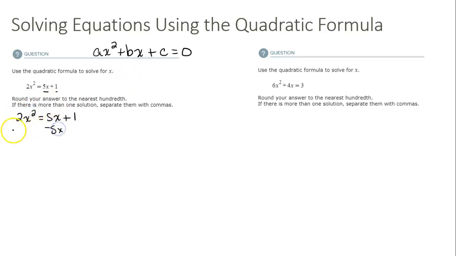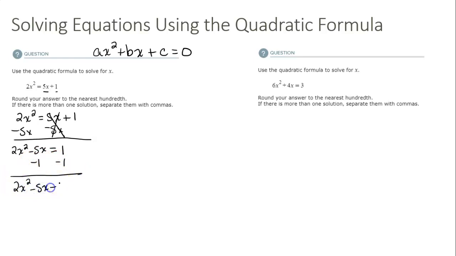Let's subtract the 5x from each side. These are not like terms, so this gives me 2x squared minus 5x. I can't subtract those, but I wish I could. The 5x and the negative 5x cancel. I'm left with 1. Still not equal to 0. We're going to subtract 1 from each side. So this becomes 2x squared minus 5x minus 1 equals 0.